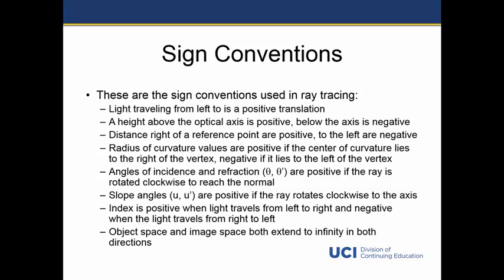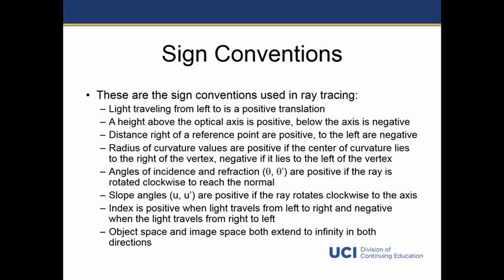If we're talking about light with a positive translation, traveling in a positive sense, we're talking about light moving from left to right. So if the light moves from right to left, then that would be a negative direction, if you will. A height above the optical axis would be considered positive. A height below the optical axis would be negative. Distances to the right of a reference point are positive, and to the left of the reference point are negative.